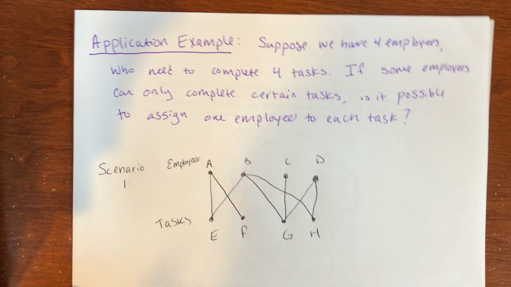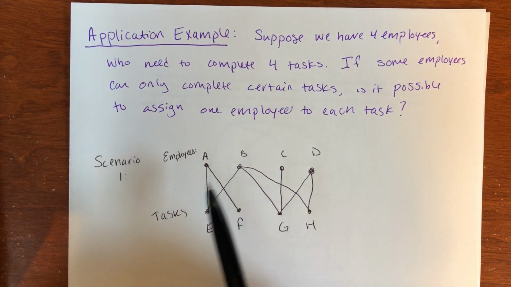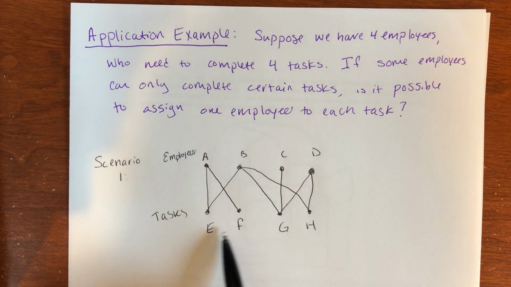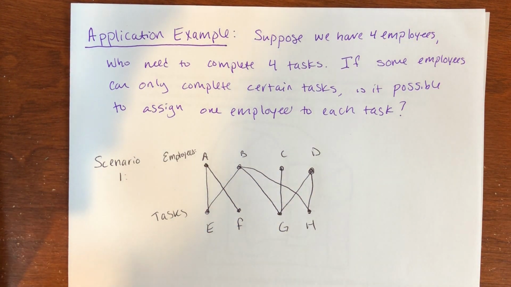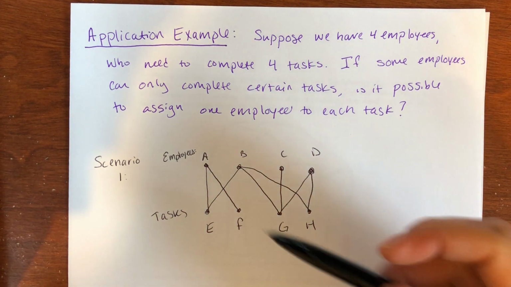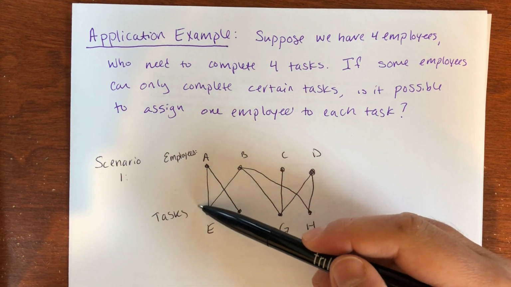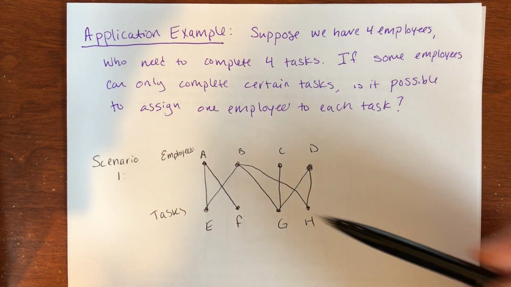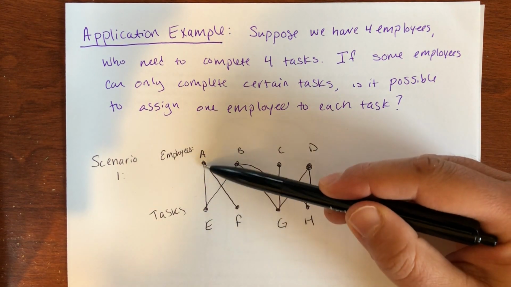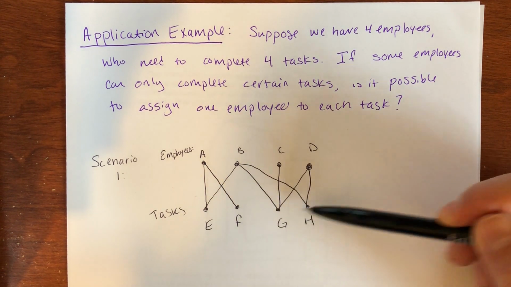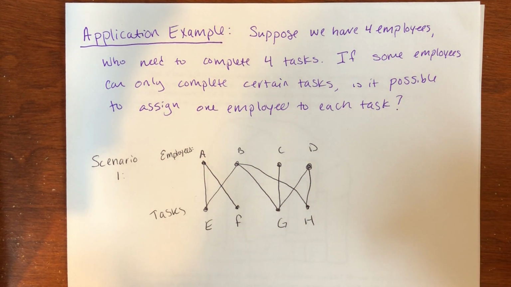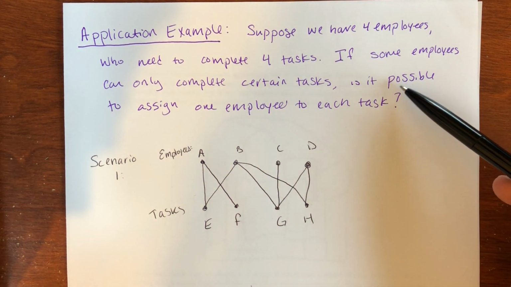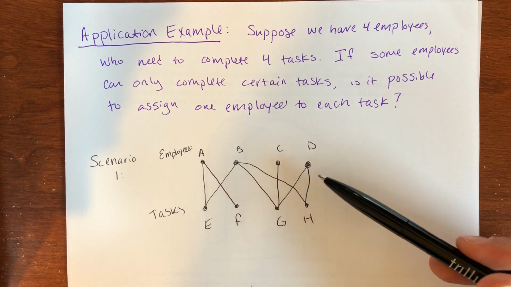So I've drawn a graph to model this situation. So I have 4 employees, A, B, C, and D, and I have 4 tasks that need to be completed, E, F, G, and H. And I drew my graph in such a way that if there's an edge between an employee and a task, that means that employee is capable of doing that task, right? So employee A can complete task E or complete task F, but they don't know how to do tasks G and H, etc. So what would it look like to try to solve this problem using the graph?